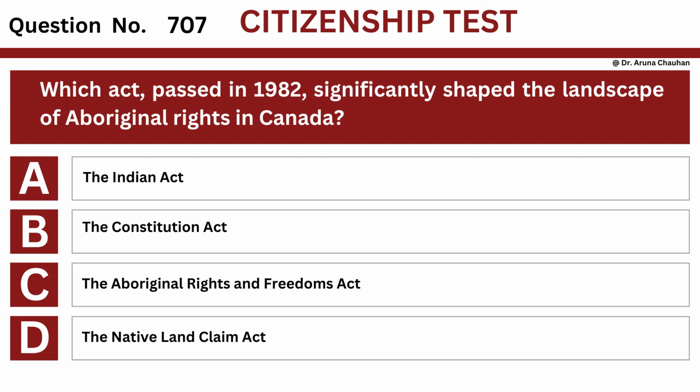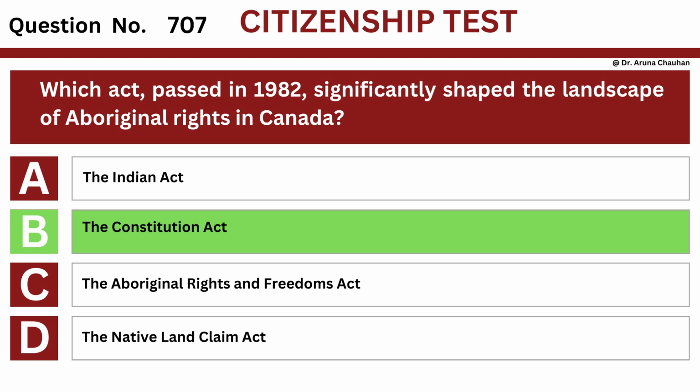Question number 707. Which act, passed in 1982, significantly shaped the landscape of Aboriginal rights in Canada? Option A, the Indian Act. Option B, the Constitution Act. Option C, the Aboriginal Rights and Freedoms Act. Option D, the Native Land Claim Act. The answer is option B, the Constitution Act.